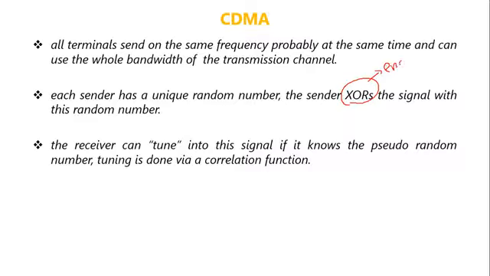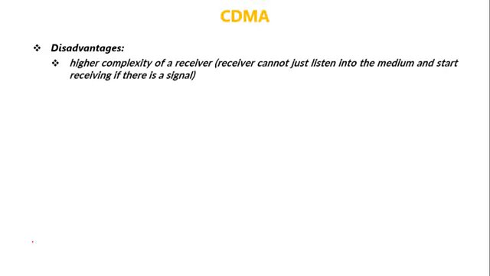After encoding, the sender will send the data, and the receiver, after receiving this information, will decode it using the same random number. So the receiver should know which random number the sender has encoded with. That information the receiver should be knowing. So this is the basic idea. Let us try to understand this with an example. Also, before that, let us see what are its advantages and disadvantages.